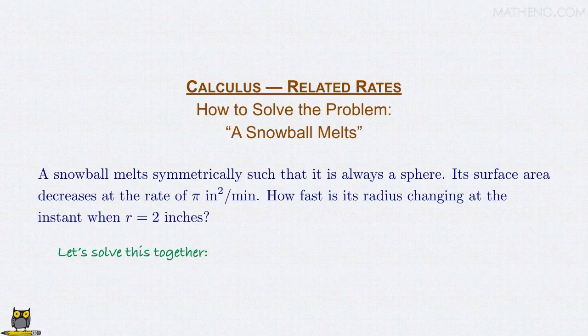Let's solve together this typical related rates problem about a snowball. A snowball melts symmetrically such that it is always a sphere. Its surface area decreases at the rate of pi inches squared per minute. How fast is its radius changing at the instant when r equals 2 inches?